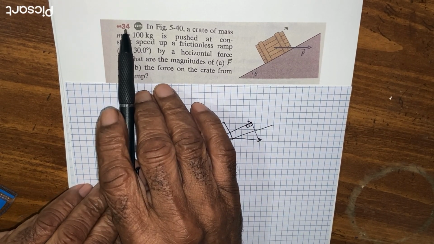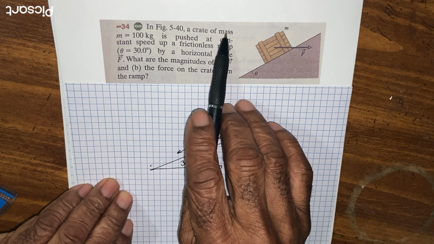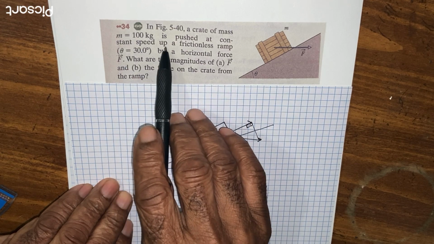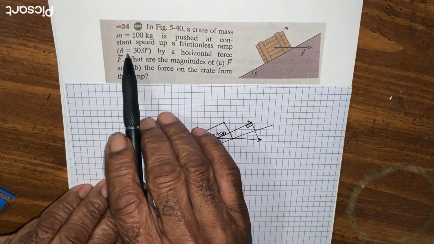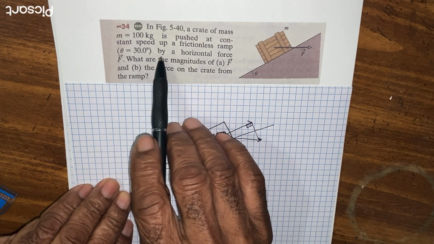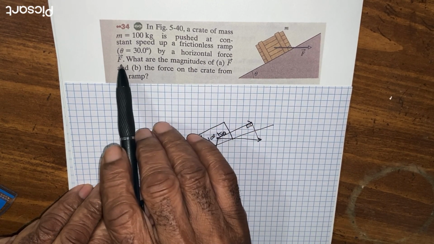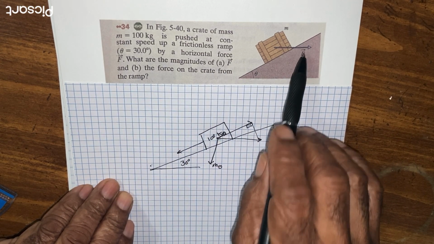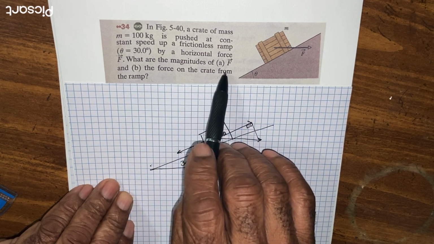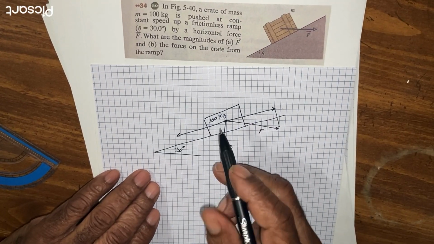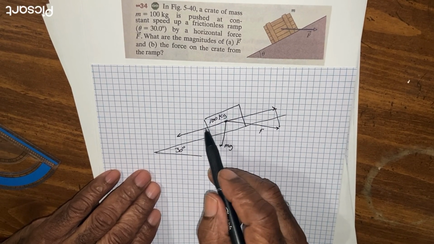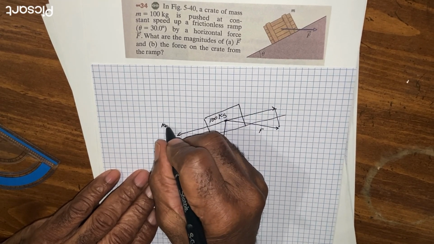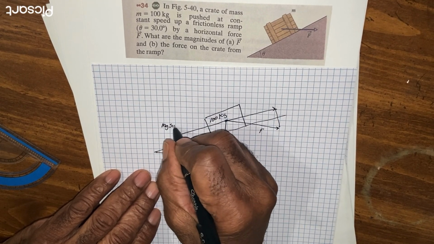Chapter 5, Problem 34. A crate of mass 100 kilograms is pushed at constant speed up a frictionless ramp, theta equals 30 degrees, by a horizontal force, F. What are the magnitudes of A, F, and B, the force on the crate from the ramp? So the gravitational force that wants to pull this box down the ramp is mg sine theta.